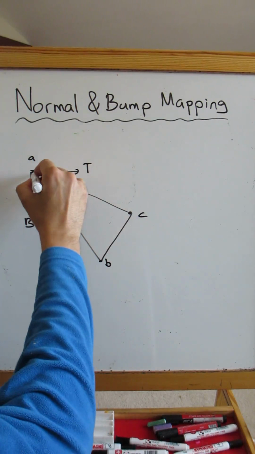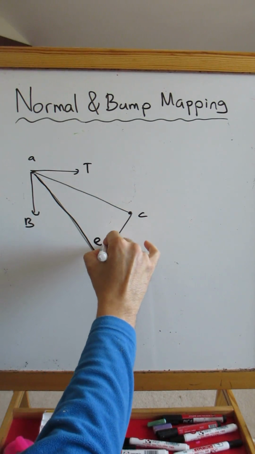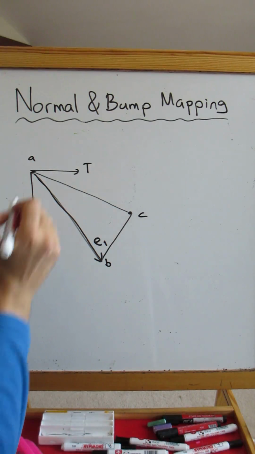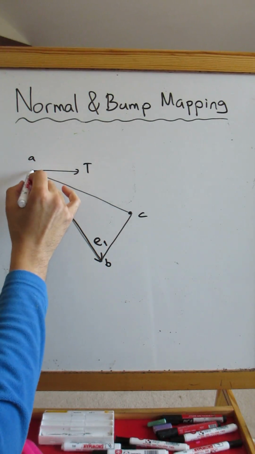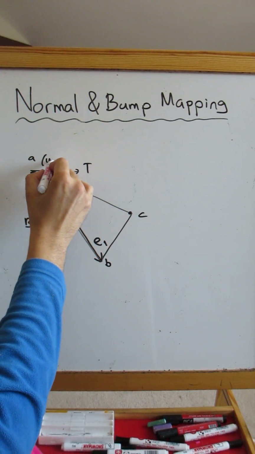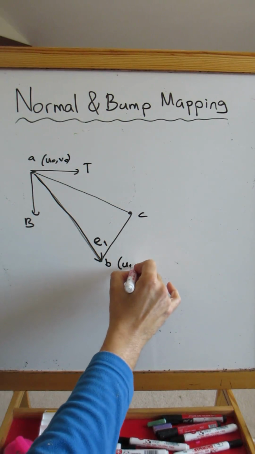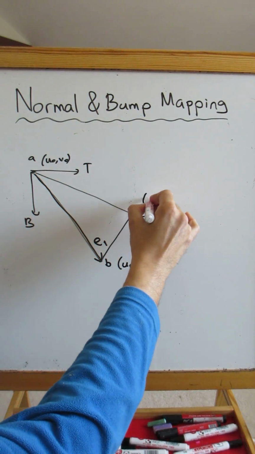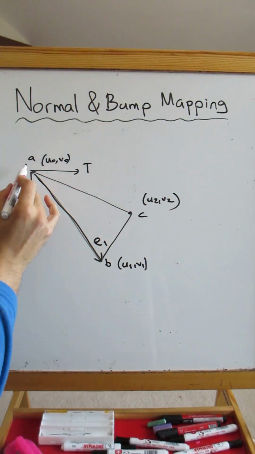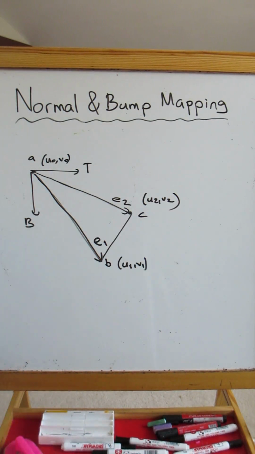Let's say this edge from A to B, let's call this edge 1. Now how can we write edge 1? For A, I have the texture coordinates U0, V0. For B, I have the texture coordinates U1, V1, and for C, I have U2, V2. So this is my edge 1 from A to B, and this is my edge 2 from A to C.